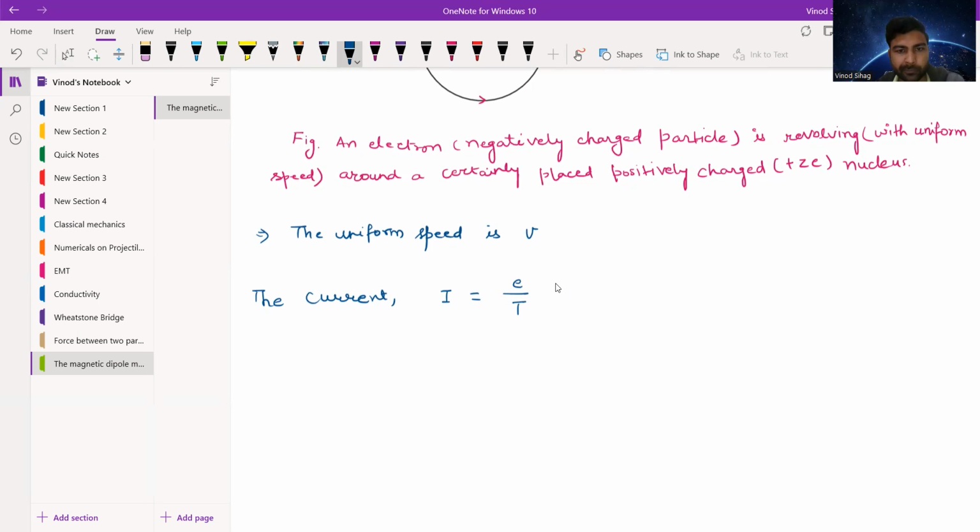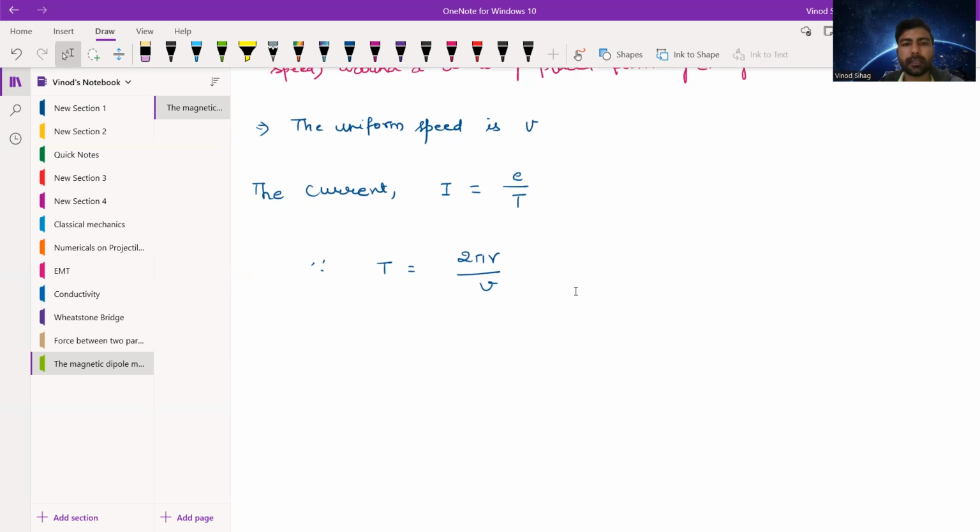So here, if the speed is v, then T will be the circumference divided by its speed, because the time period is nothing but the total distance divided by its speed. So it is 2 pi r upon v. Now we will put this in the equation of current. Then we will get I equals e upon 2 pi r upon v.